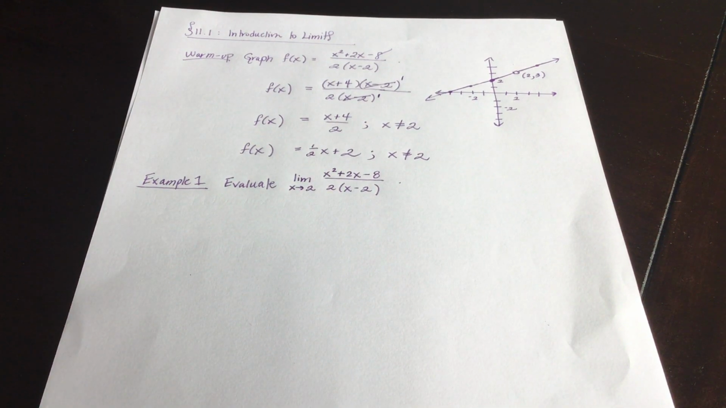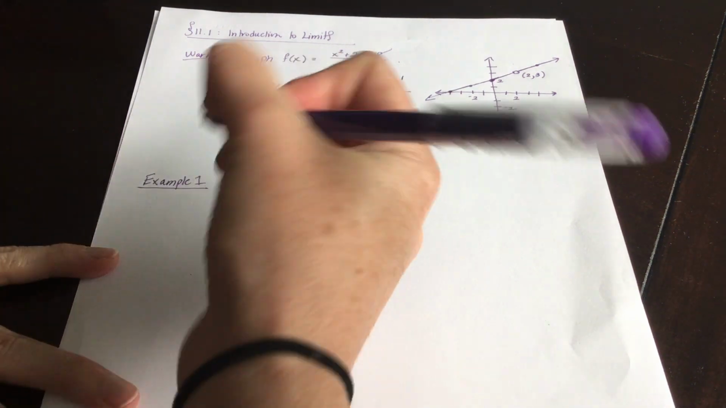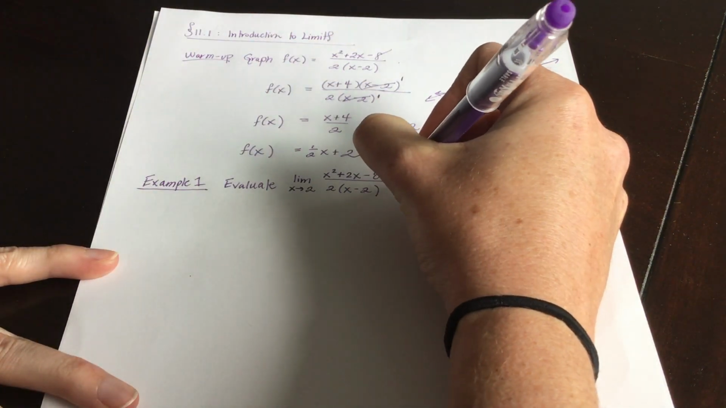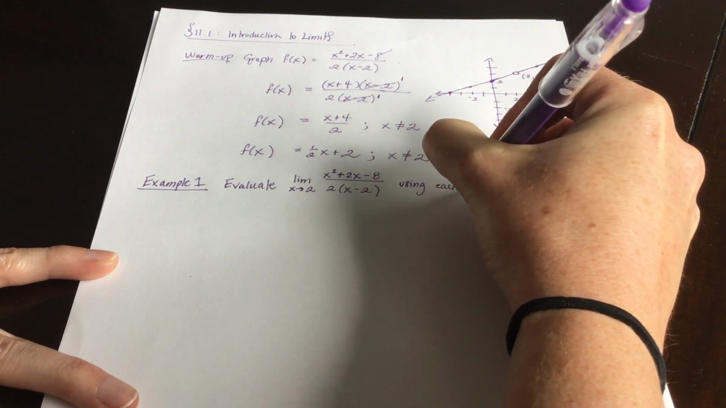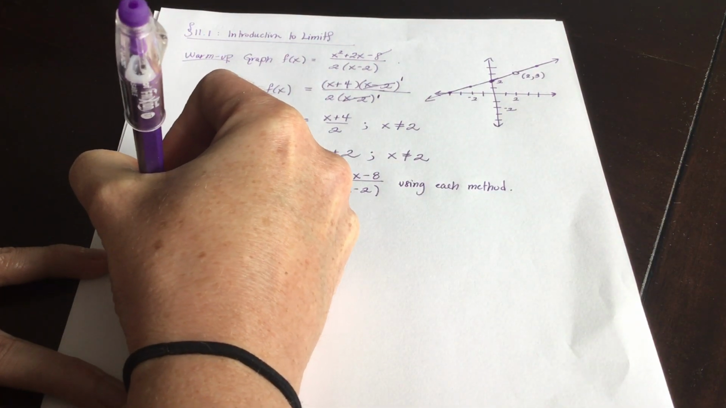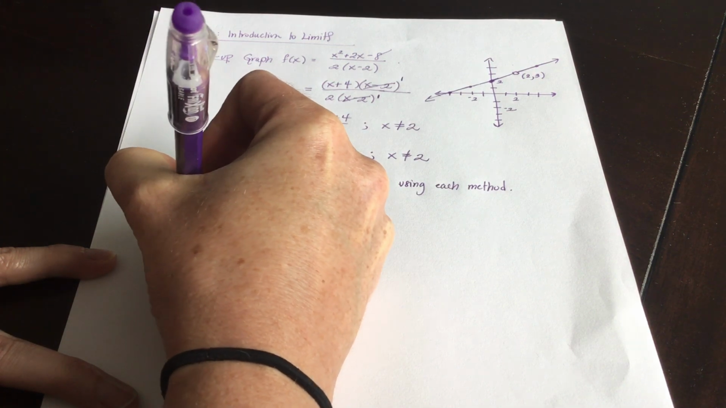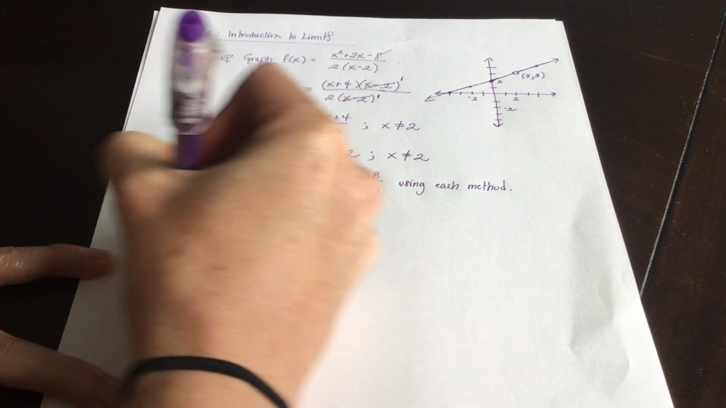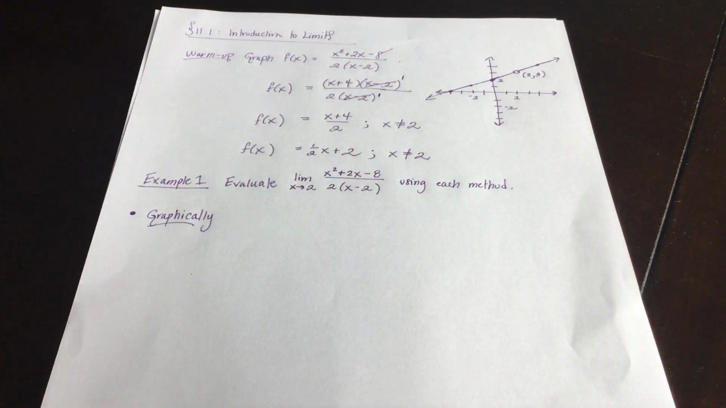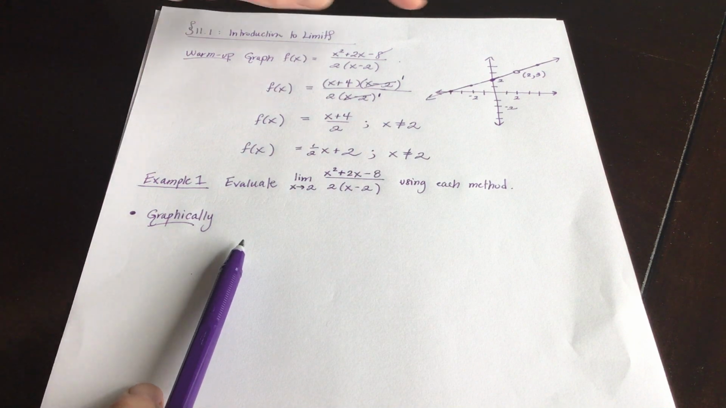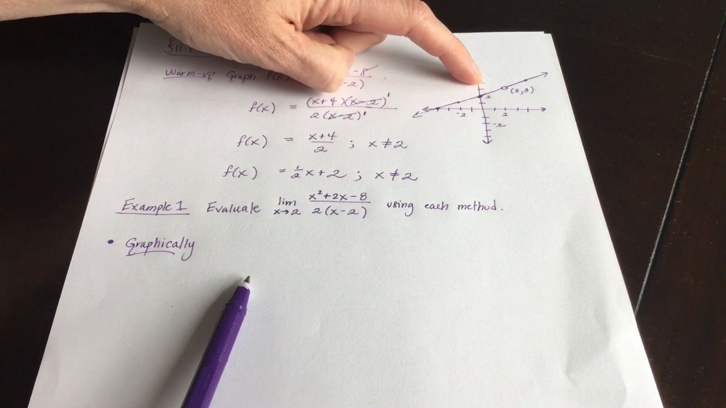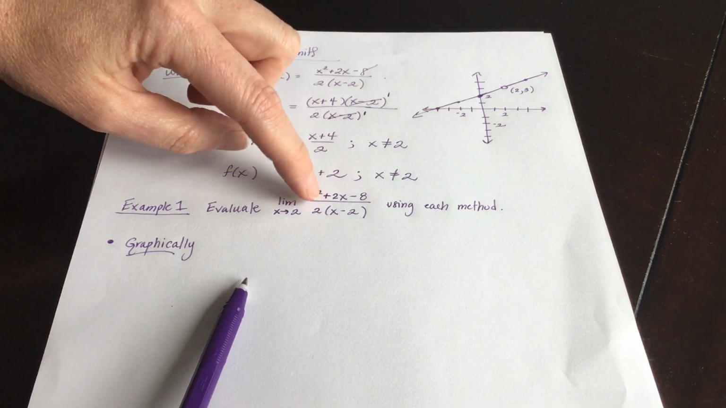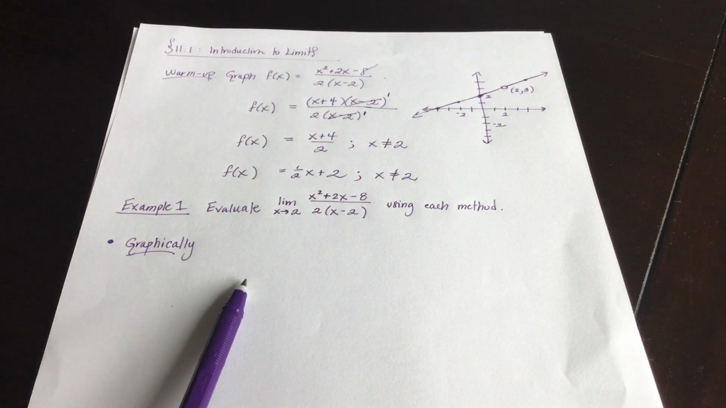Okay, so now let's talk about different ways to do this, using each method. Let's talk about the graphing method, evaluating it graphically. If you're doing this graphically, then either by hand, like we just did, or with a calculator, you would graph the given function rule.